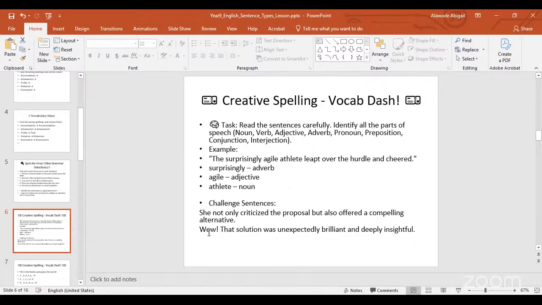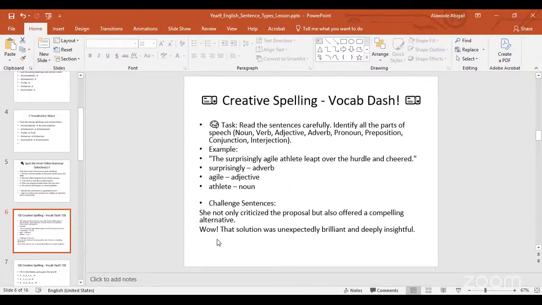What about wow? Okay, read the second sentence first. No, read the entire sentence. The solution was unexpectedly brilliant and deeply insightful. You left out the wow. Sorry, I didn't know it was a word. Wow, that solution was unexpectedly brilliant and deeply insightful.